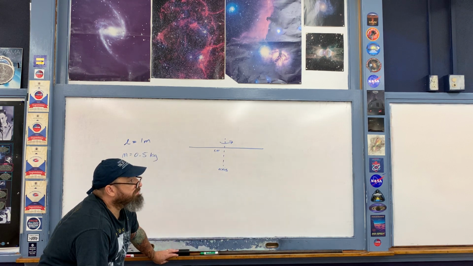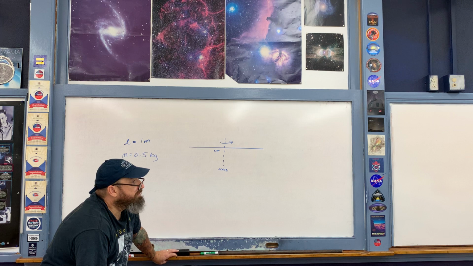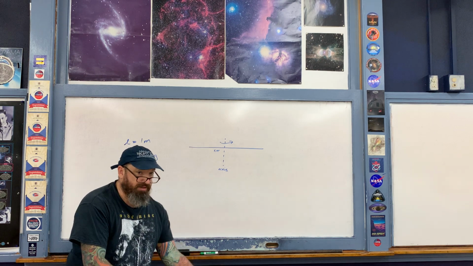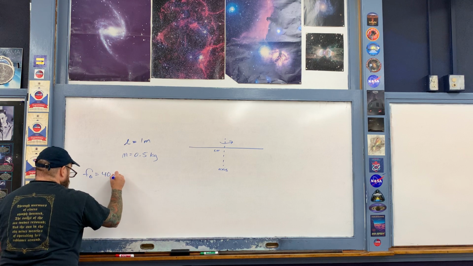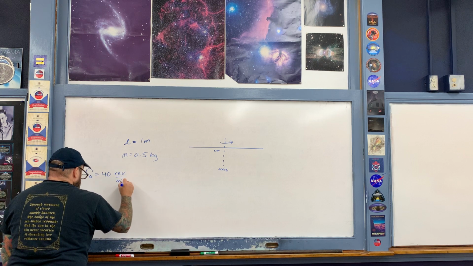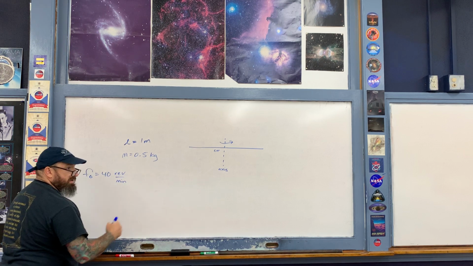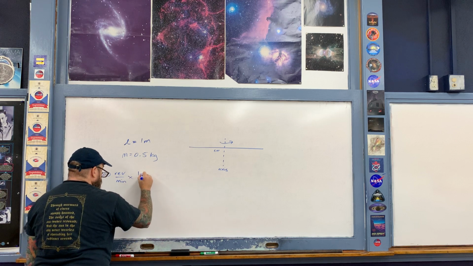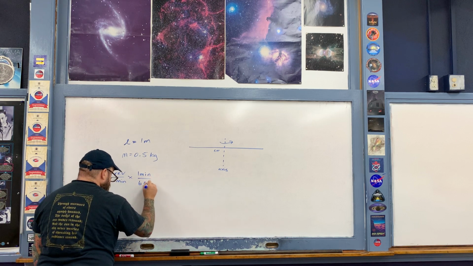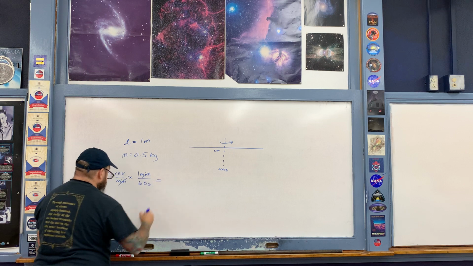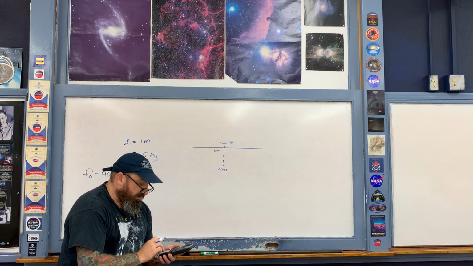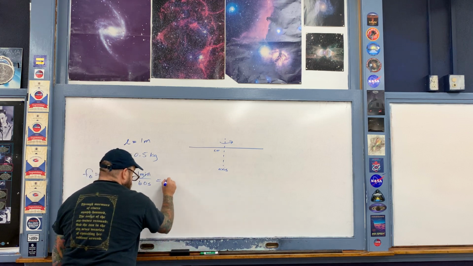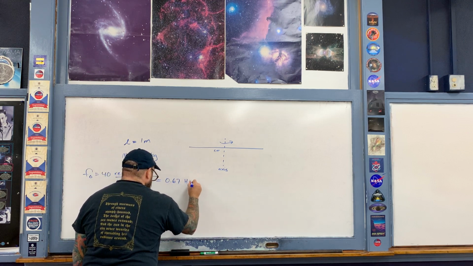It's initially rotating at a rate of 40 revolutions per minute. Recall that that's the frequency. So f naught is equal to 40 revolutions per minute. Let's convert this into hertz. We'll multiply by 1 minute per 60 seconds, and then 40 divided by 60. That's 2/3, it's 0.67 hertz.